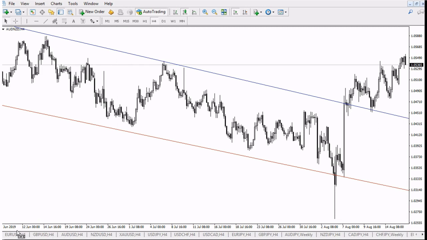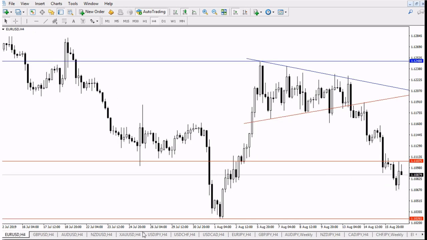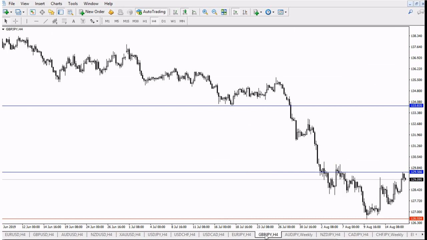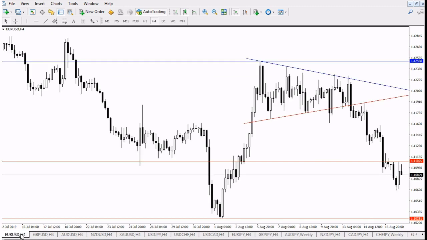So for this week we have the EURUSD again, the USD-CAD again, and one on the GBPJPY. So I'll just do a reanalysis on the EURUSD and the USD-CAD.